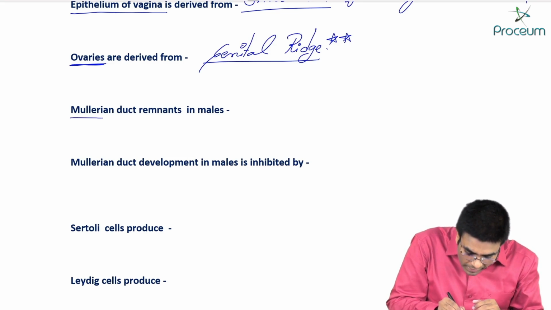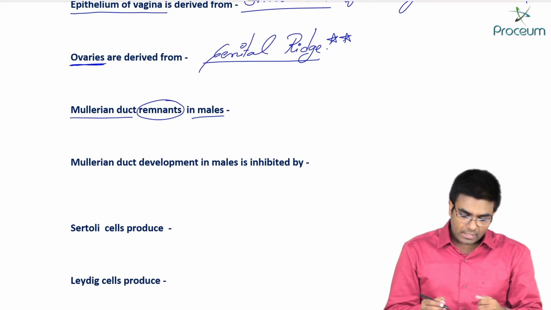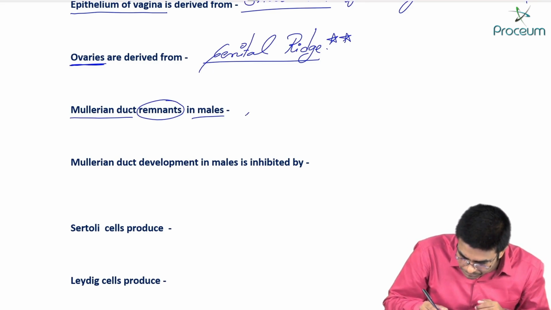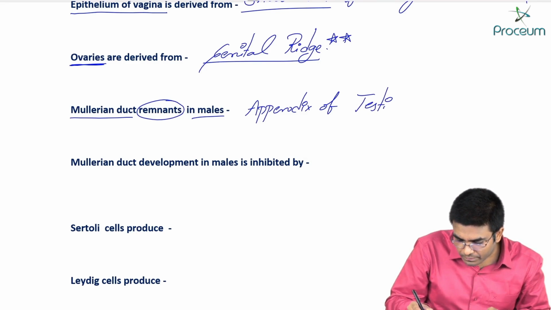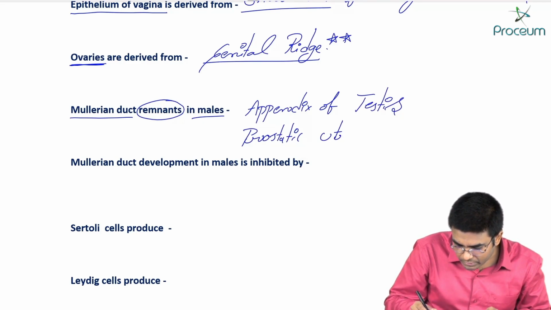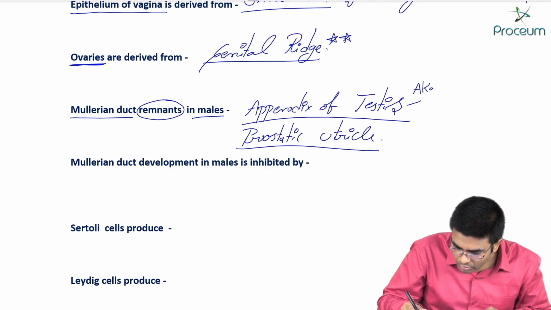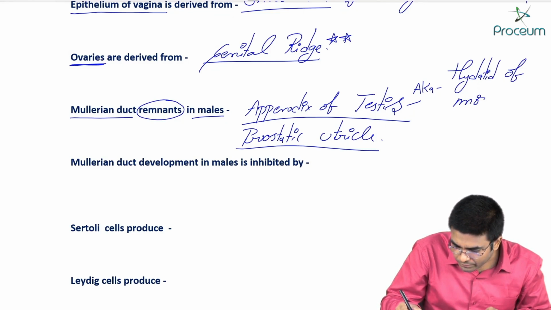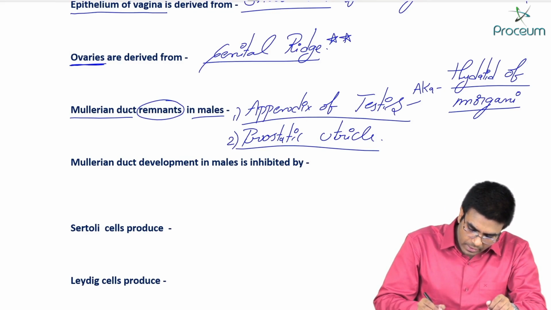So that's what I am talking about. Mullerian ducts are regressed in males and left as remnants. What are the remnants called? Mullerian duct remnants in male are appendix of testis and prostatic utricle. The appendix of testis is also known as hydatid of Morgagni. A very important MCQ. Remnants of Mullerian ducts in male are appendix of testis and prostatic utricle.